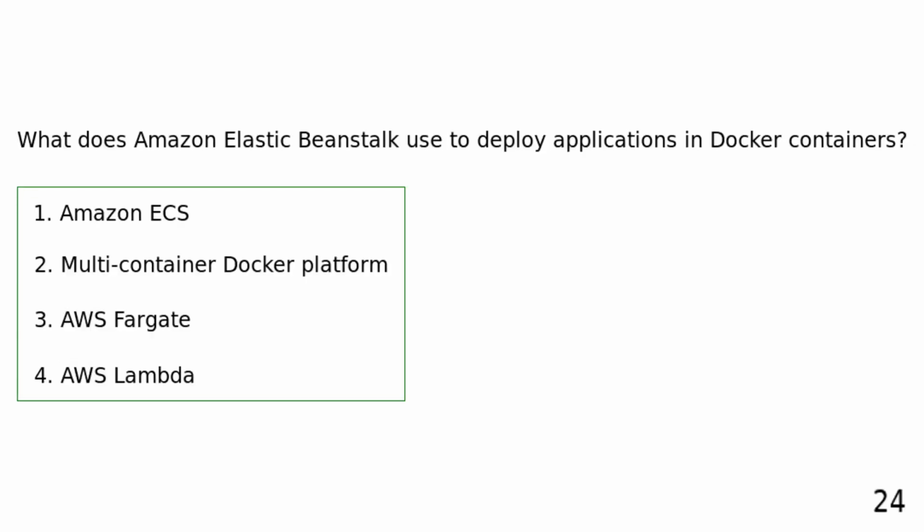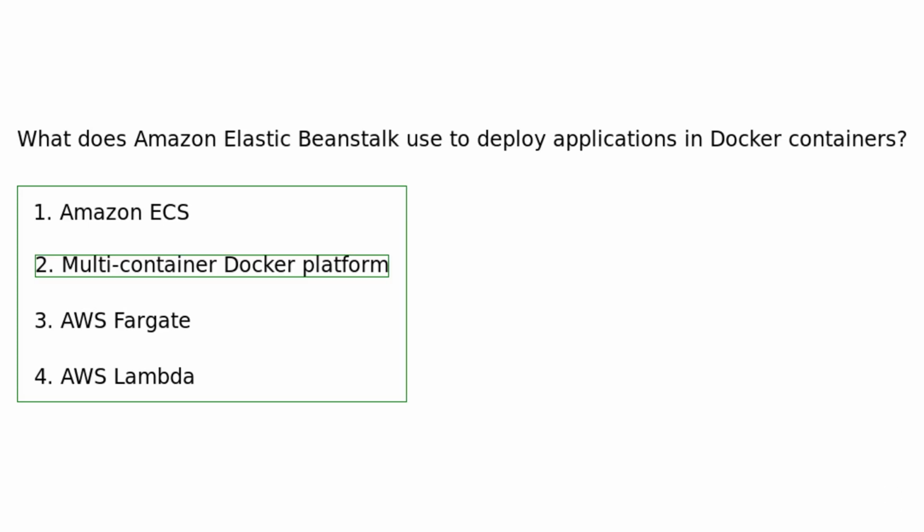What does Amazon Elastic Beanstalk use to deploy applications in Docker containers? Amazon ECS. Multi-container Docker platform. AWS Fargate. AWS Lambda. Elastic Beanstalk uses the multi-container Docker platform to deploy applications in Docker containers.